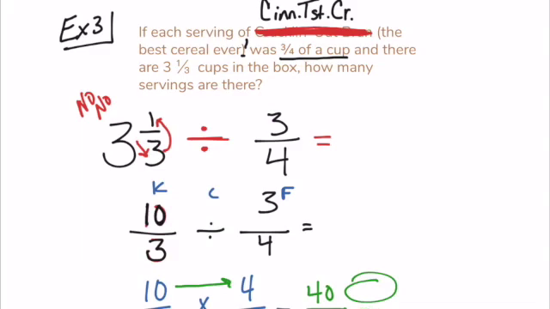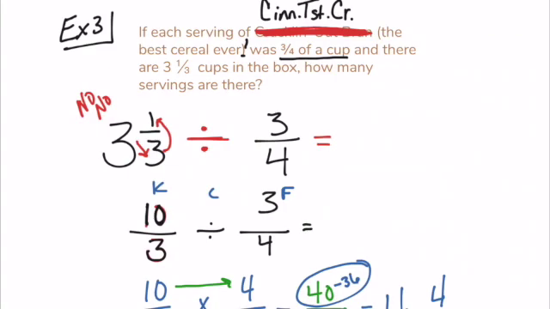It's not allowed. So we have to ask ourselves, how many times can I get a 9 out of 40? Well, I know 9 times 4 is 36. So I can get 4 whole 9s out of there, which means I'm taking away 36 little pieces. And to figure out what my side fraction is, 40 minus 36 is 4, and my bottom is still 9. So the final answer is 4 4/9.